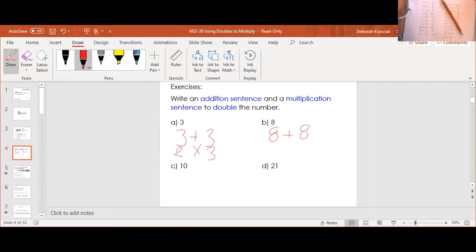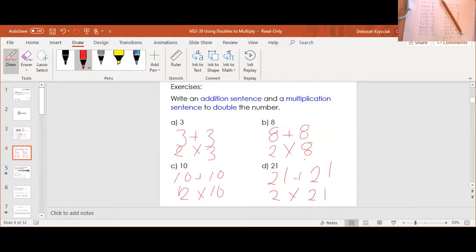For multiplication, it's 2 groups of 8, or 2 times 8. And this would be 10 plus 10, or oops, 2 groups of 10, okay? And now this is a bigger number. It's not one that we had on here, but it's the same thing. 21 plus 21, or 2 groups of 21, okay?